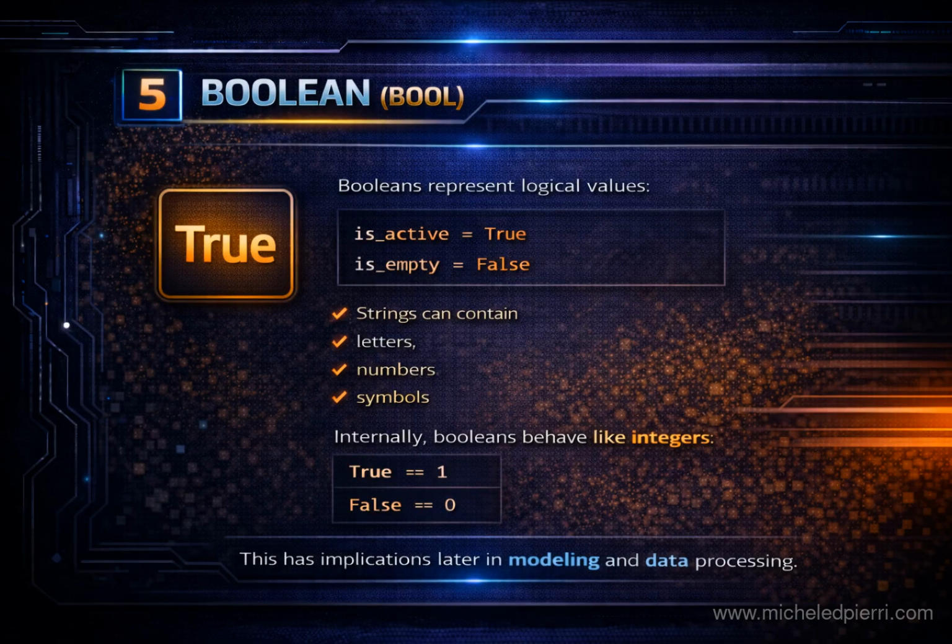Booleans represent binary logic, true or false. They are the basis for every decision your code will have to make. A useful technical detail: internally, Python treats true as 1 and false as 0. This property is widely used in data processing and statistical modeling.